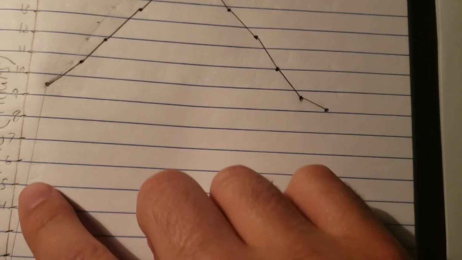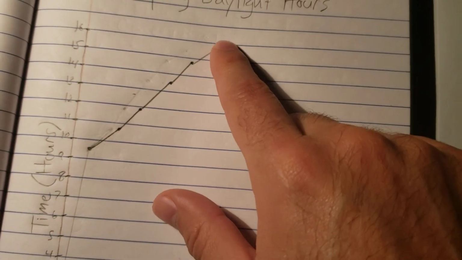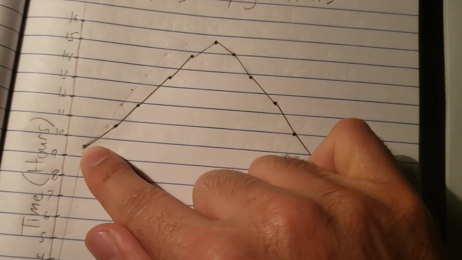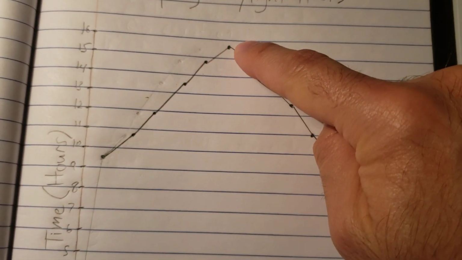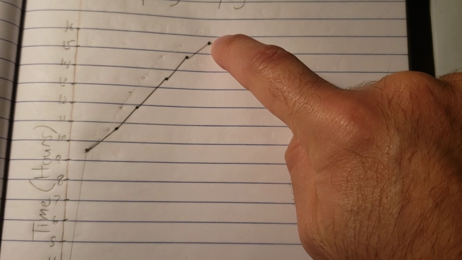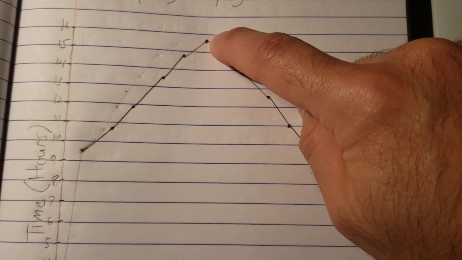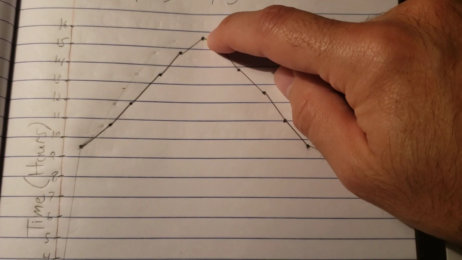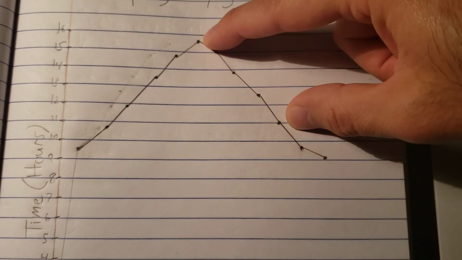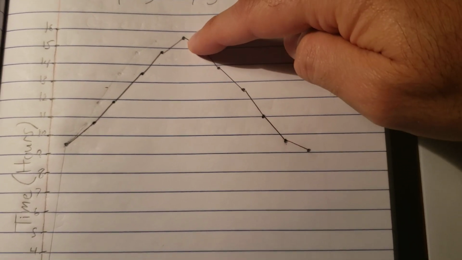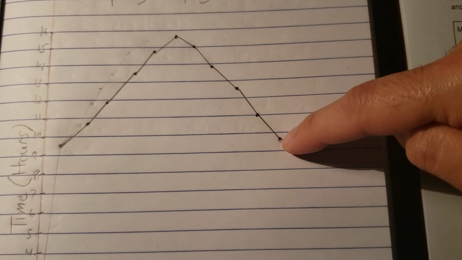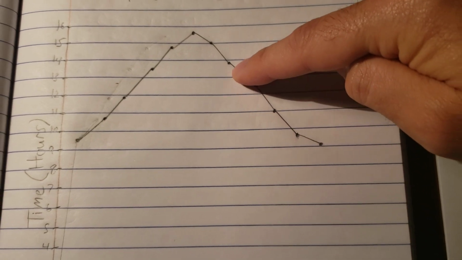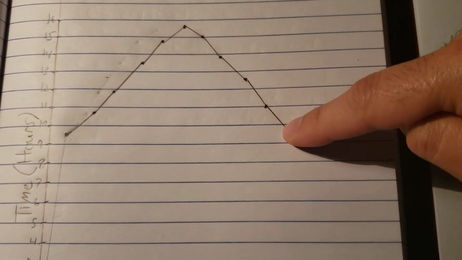Right? From January to June, the pattern that I see is that it increases. The daylight hours increase. The closer we get to June, the longer the daylight hours are. Okay, and then right after that peak in June, I notice that from June to December, what happens? The amount of daylight hours gets less, so it gets darker quicker. Okay, so that's the pattern that I see. All right.